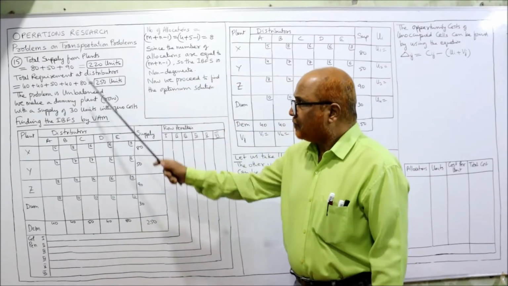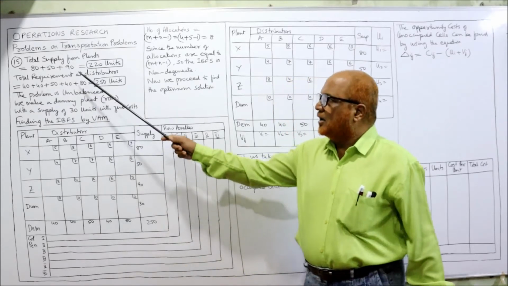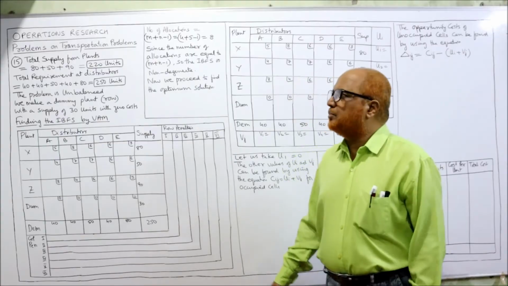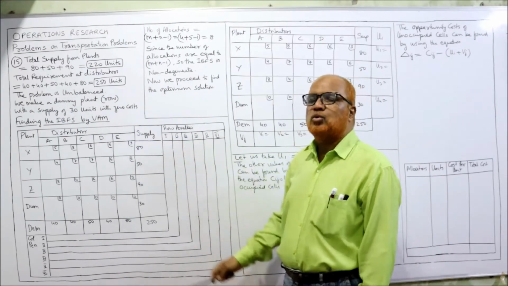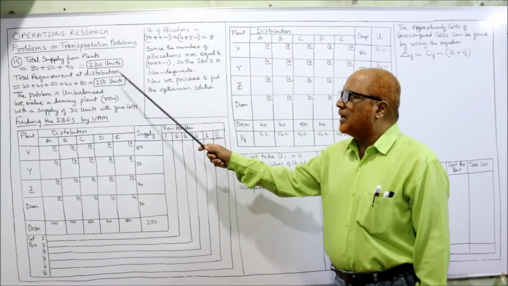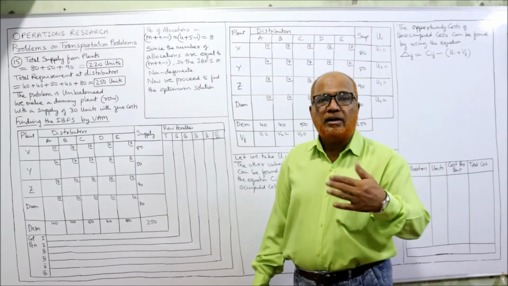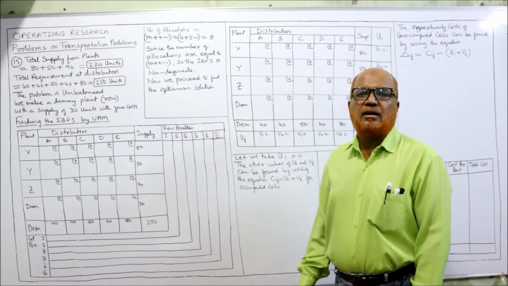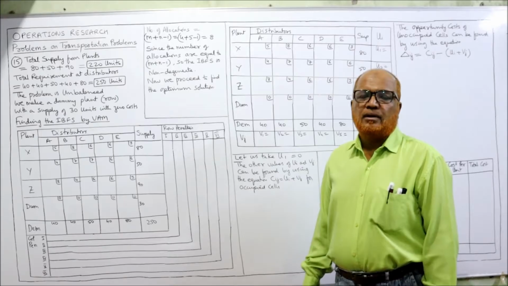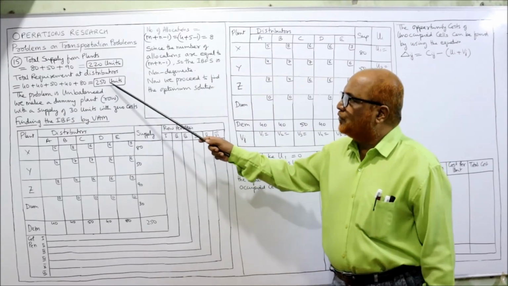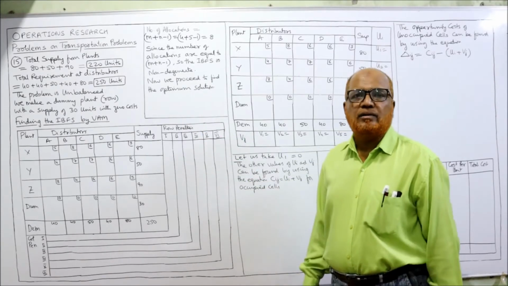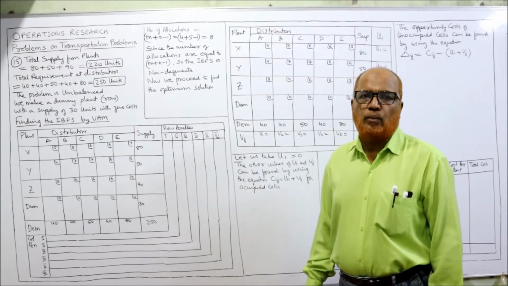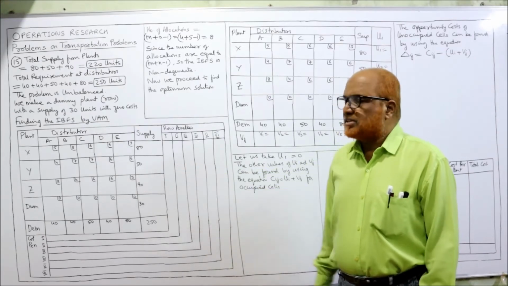First of all, the total supply from the plants is 80, 50, 90, 220 units, whereas the total requirement at the distributors is 40, 40, 50, 40, 80, 250 units. So 220 supply, 250 requirement. Requirement is more, supply is less. So to make it balanced, we make a dummy plant with the supply of 250 minus 220, 30 units. The dummy plant supply will be 30 units and unit cost will be 0.